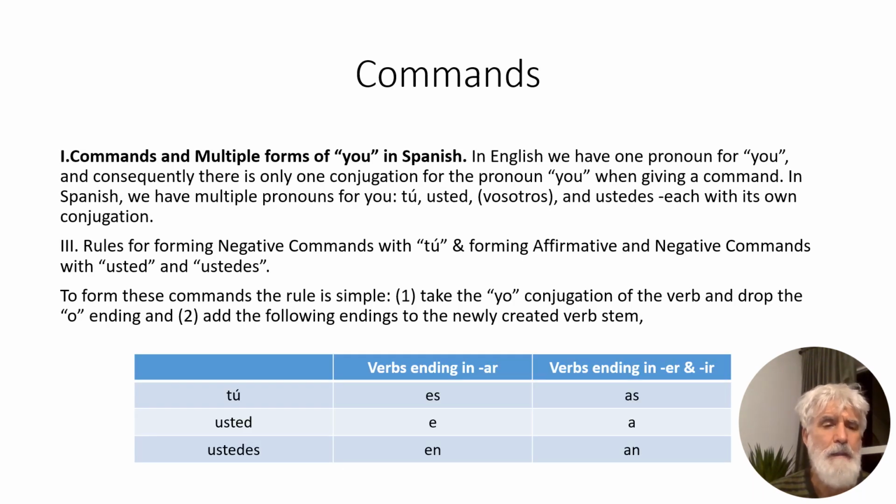Okay, let's take a look. Commands and multiple forms of you in Spanish. So again, as I was saying, in English we have one pronoun for you, and consequently there is only one conjugation for the pronoun you when you're giving a command. In Spanish we have multiple pronouns for you. As I just stated, we have tú, the familiar you, and usted, the singular formal you. We have vosotros, the plural informal, which we don't use at all in the Spanish-speaking world except for Spain. And finally, we have the plural you, that is you all, which is ustedes.